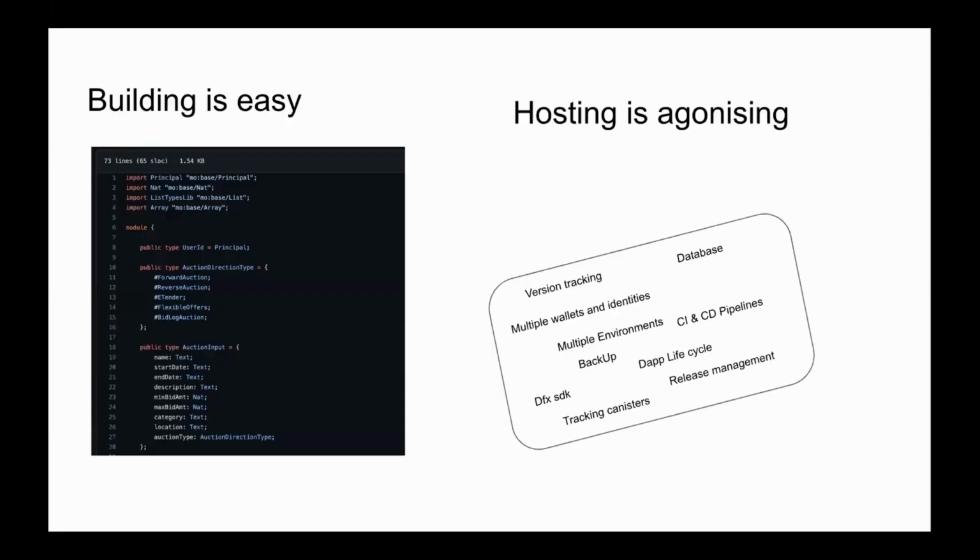But from a developer's perspective, building is easy, but hosting is agonizing. From managing multiple identities or wallets to CI/CD pipelines, creating canisters, managing multiple versions, backups, release management, all these are a lot of activities to deploy a production-ready smart contract. And to achieve this, companies spend huge amount on DevOps. I have myself witnessed this when I was working at Amazon and Microsoft.